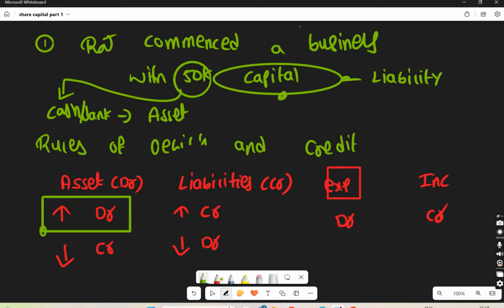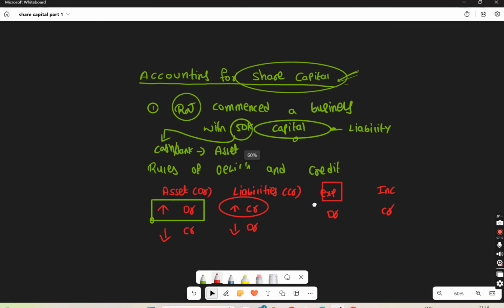At the same time, that is not the business's cash. That cash belongs to Raj, the owner. Whenever the business closes down, we need to give it back to the owner. So that is the reason we have to debit cash and credit capital. Why? Because the liability is increasing, so we have to credit it. So that 50,000 is both asset and liability.